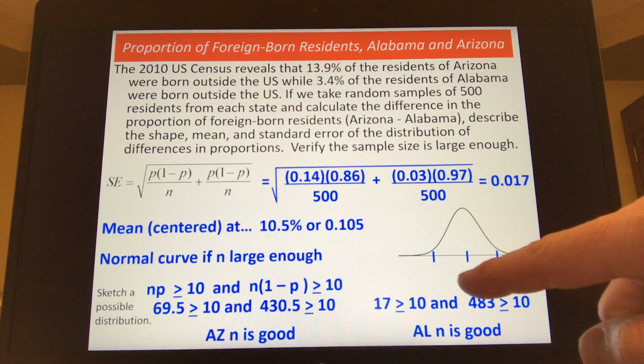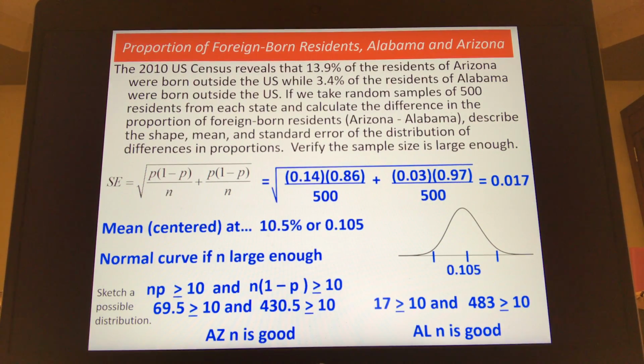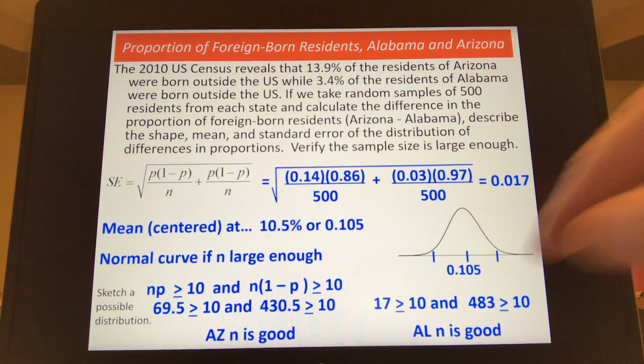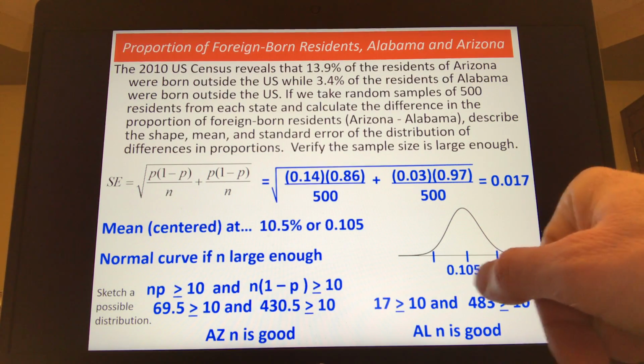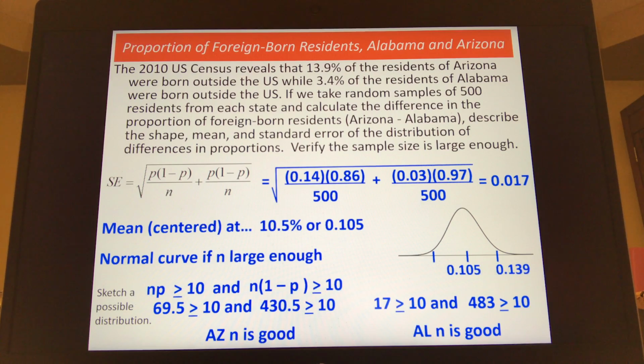In terms of sketching the curve, we know the middle is going to be that original difference. And we know if we go 2 standard deviations this way, in other words, 3.5% roughly, and 3.5% that way, we'll get this normally distributed curve. Hopefully that makes sense. There's the 95% confidence interval kind of shown on there, which eventually we'll do in the next section.